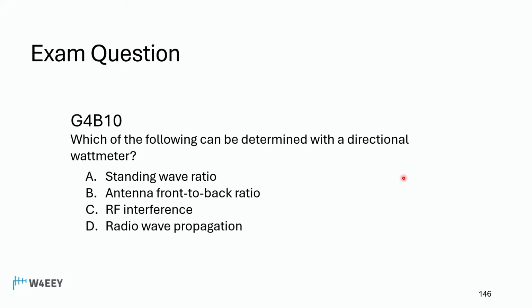Which of the following can be determined with a directional watt meter? Alpha. Yeah, standing wave ratio, forward power, and reflected power, and then you can calculate SWR from that.